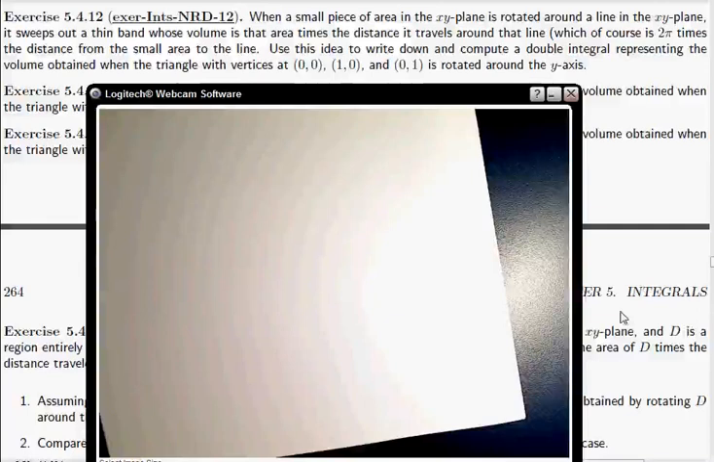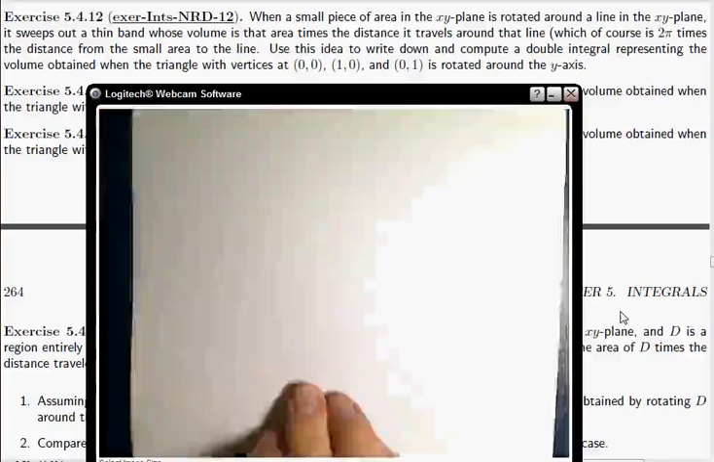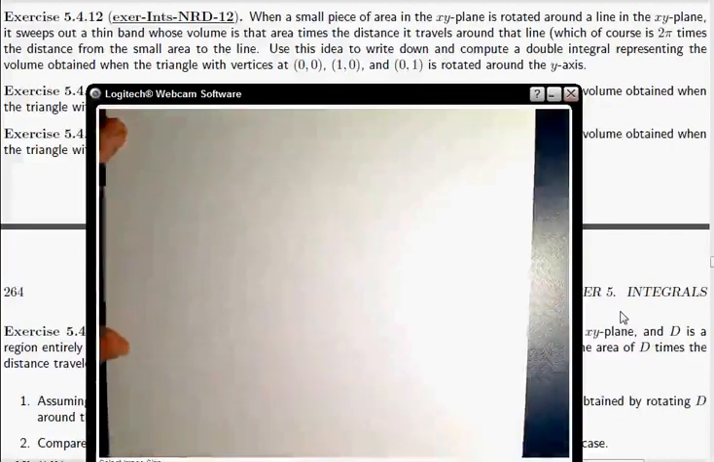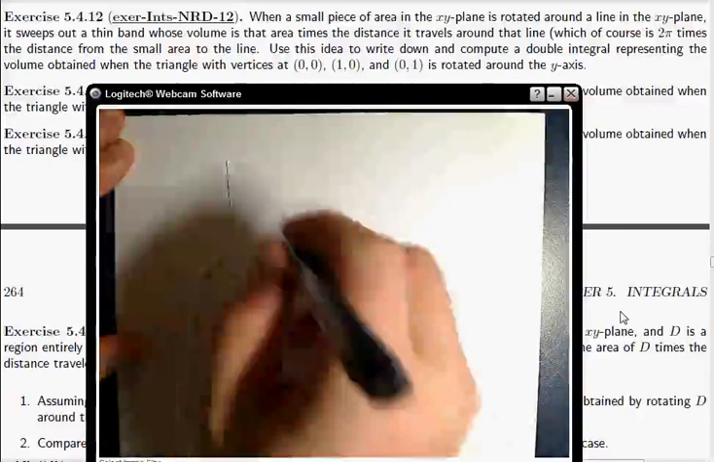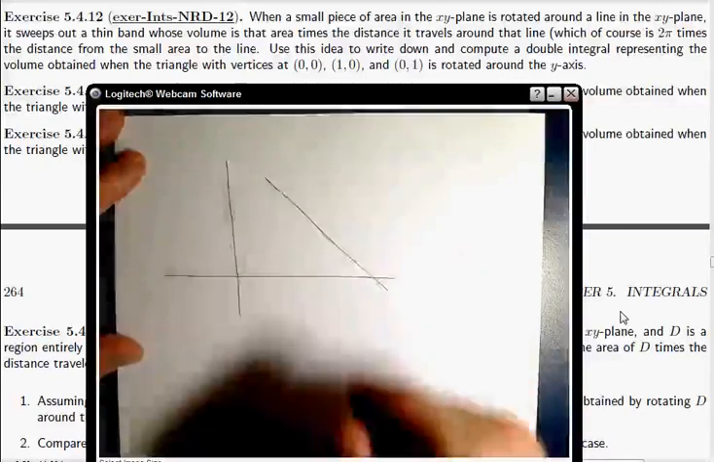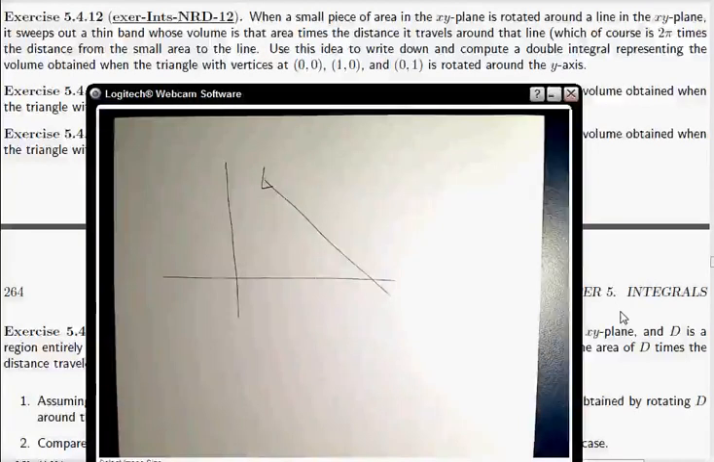Right, so in this problem, let's start off by assuming we've got just some random line in the plane, like that. And I'm drawing it at an angle just to show that it can. It doesn't matter what line this is.